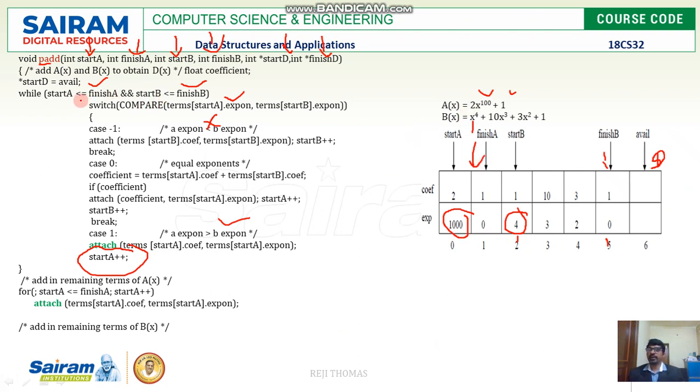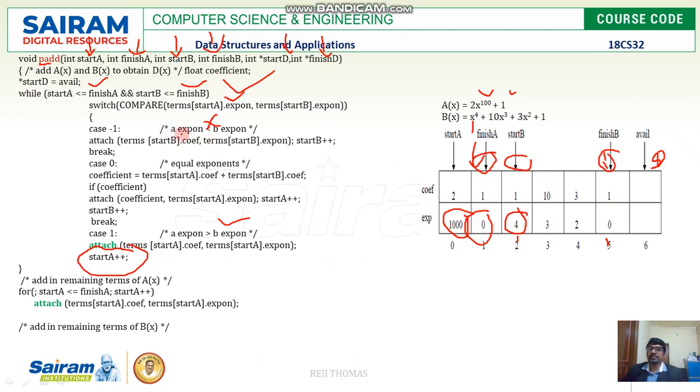So next, again you compare whether start A is less than or equal to finish A. Yes, in this case it is equal. And whether start B is less than or equal to finish B. Yes. Start B remains in the same place and finish B is over here. So again this condition is true. Now you compare start A's exponent, which is 0, and B's exponent, which is 4. When you compare 0 and 4, 0 is lesser than 4.